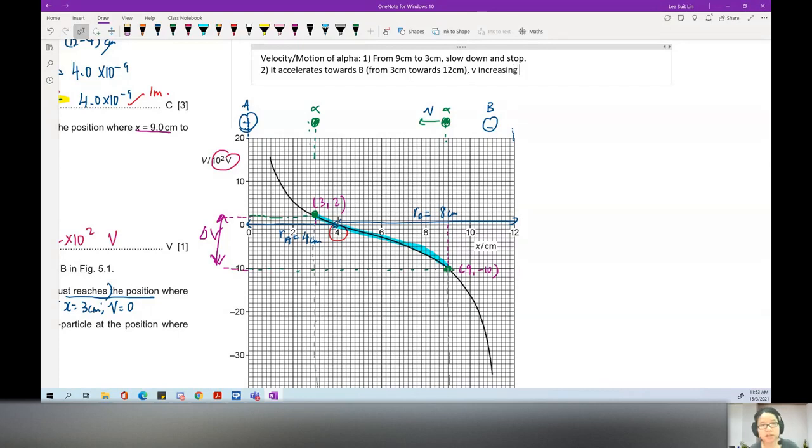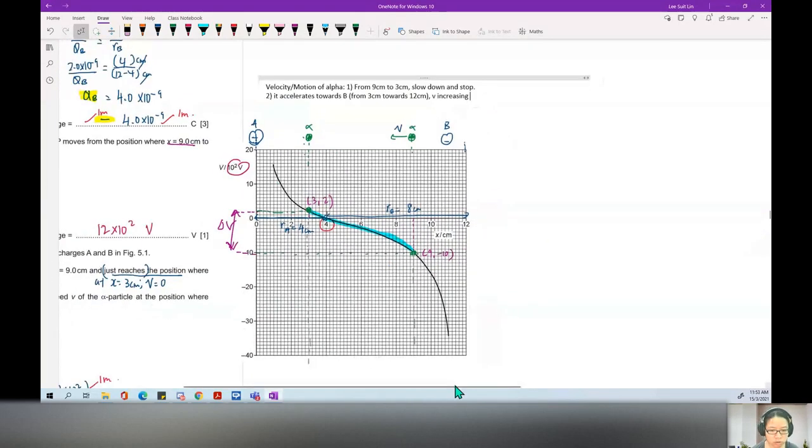Okay. So if they ask you to describe the motion of the alpha particle as it travels from 9 to 3, this is what's going to happen. It's going to slow down, stop, accelerate back in the opposite direction. It's like throwing a ball upwards. You go up the gravitational potential based on what kinetic energy you have initially, you will reach a certain height and then you stop and come back. You want to go higher, the speed here has to be faster than 3.4 times 10 to the power of 5.